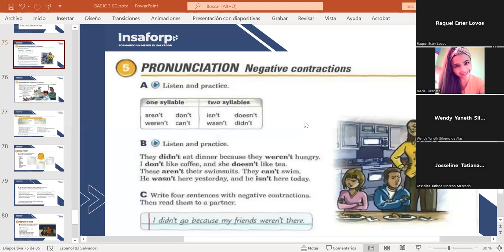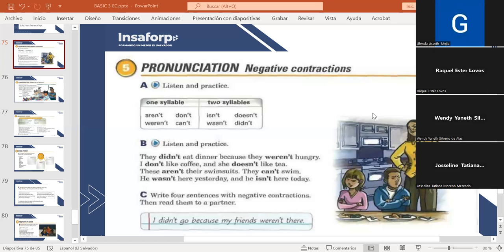Now I need someone else. Let me see. What about Maria Elizabeth? Okay. Thank you. They didn't eat dinner because they weren't hungry. I don't like coffee and she doesn't like tea. These aren't their swimsuits. They can swim. He was here yesterday and he isn't here today. Okay, thank you. Only with the last two questions. These aren't their swimsuits. They can swim. He wasn't here yesterday and he isn't here today. Okay. Thank you. One more participation.